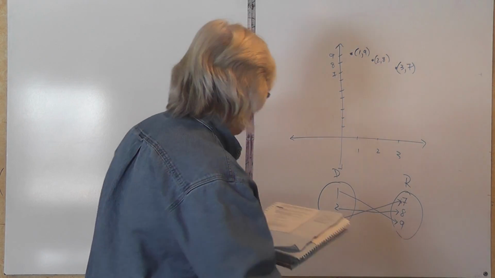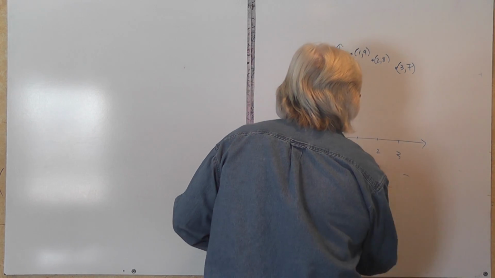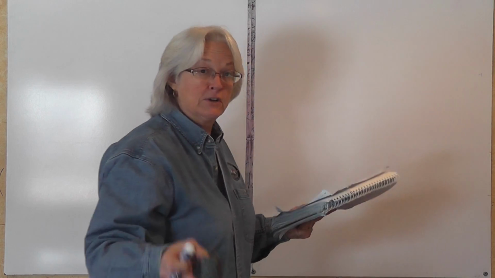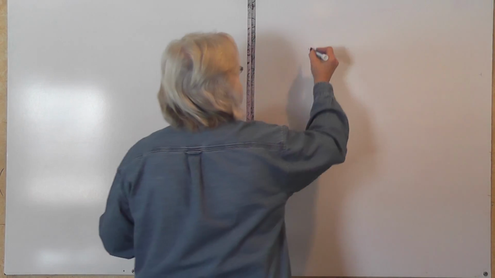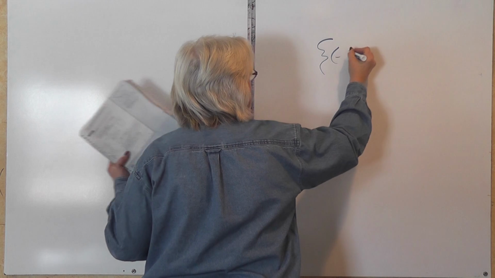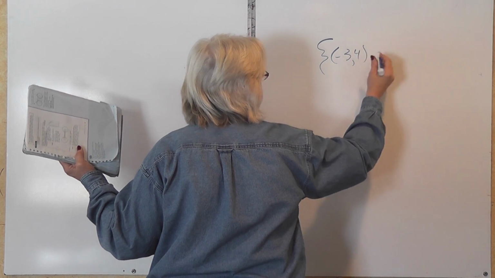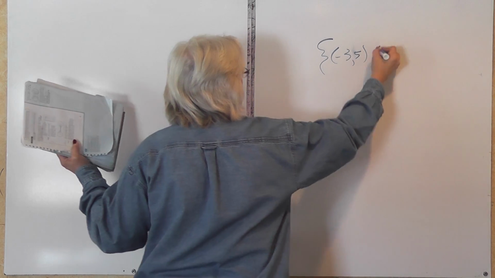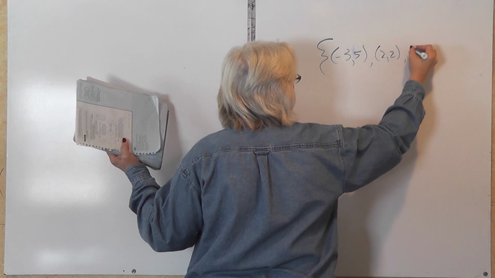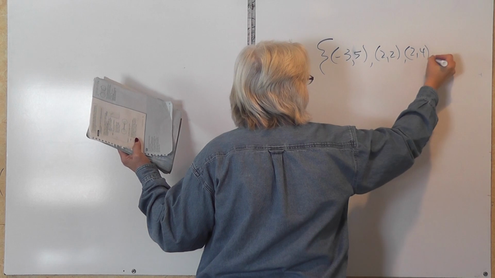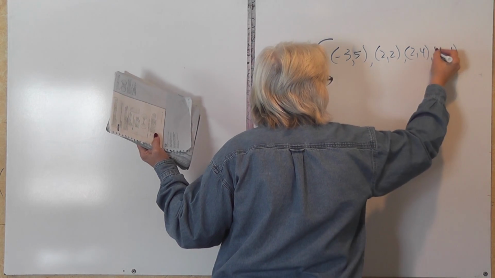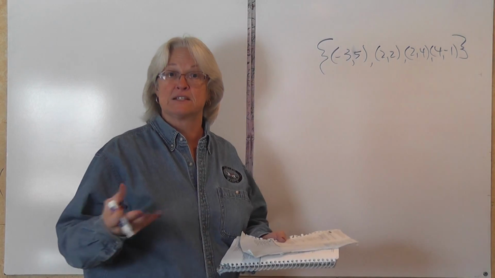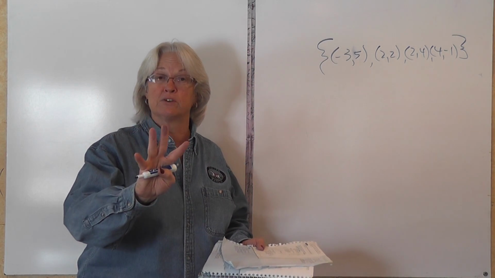So now let's go back to what our original relation was, that I told you wasn't a function and that some of you figured out. Here was our original relation. We had the ordered pairs (-3, 5), (2, 2), (2, 4), and (4, -1). We know it's a relation because it's a set of ordered pairs. There are 4 ordered pairs in there.